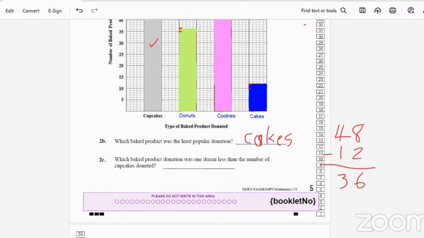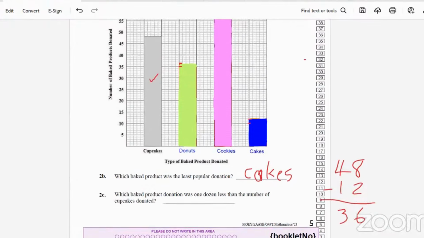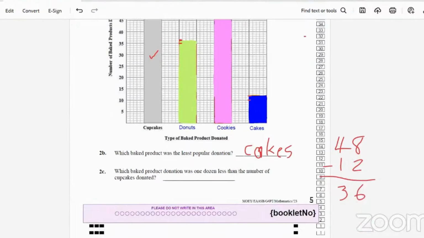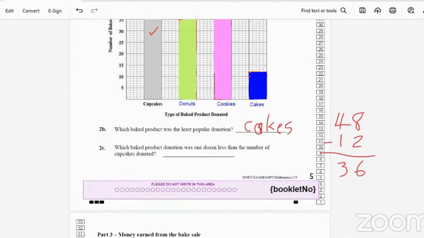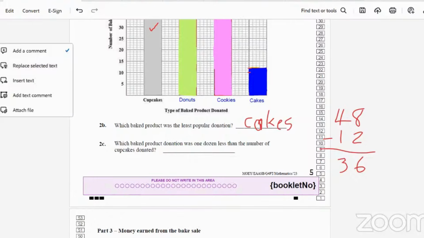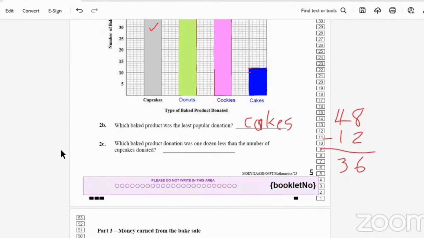Can we find which baked product equals 36? All right, so the answer would be donuts. So the baked product donation that was 1 dozen less than the number of cupcakes donated was donuts. Okay, so let me use the typing tool instead so I can type in the word donuts. All right, so the answer was donuts.